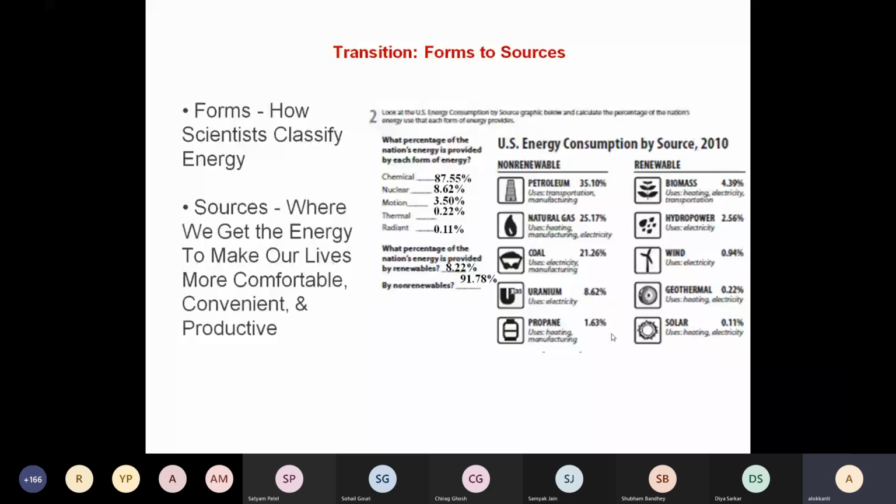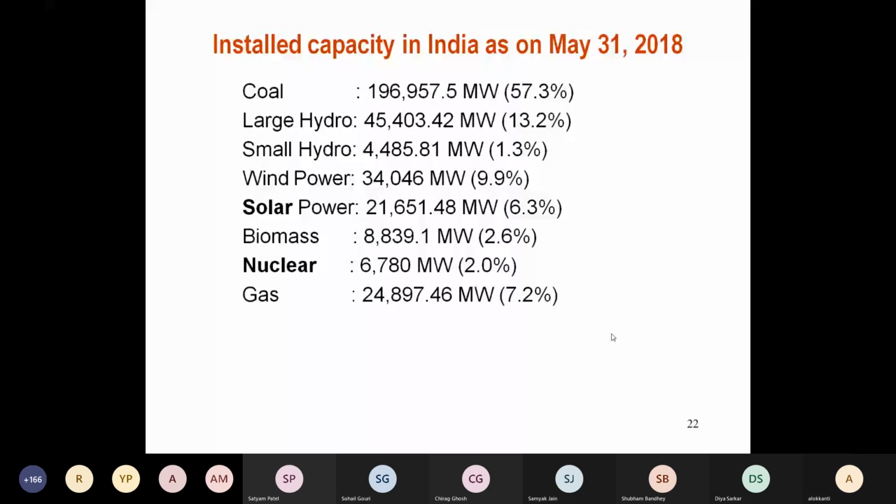This is some data I got from the US, this 10-year-old data. I got a very recent capacity of India, that is May 31st, 2018. The amount of different types of energy that is being generated. So coal based is about 57%, 57.3%. Large hydro power plants is 13%. Small hydro power plants is 1.3%. Wind power is almost close to 10%. Solar power is 6%. Biomass 2.6. Nuclear power 2%. Then gas based is 7.2%.